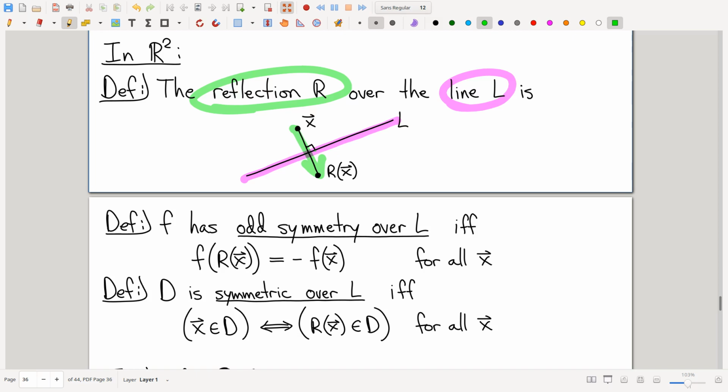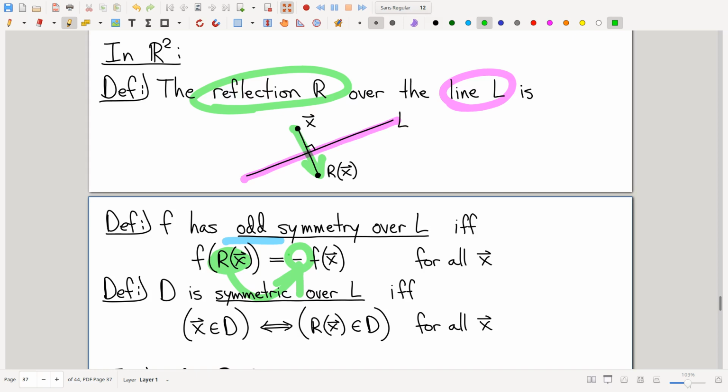Okay. So when you have a reflection, we can define what we mean by odd symmetry. What we mean by odd symmetry is that when you plug in a reflection, that needs to give rise to a 0 to the value of the function. That's exactly analogous to the idea of odd symmetry that we talked about in the single variable case.